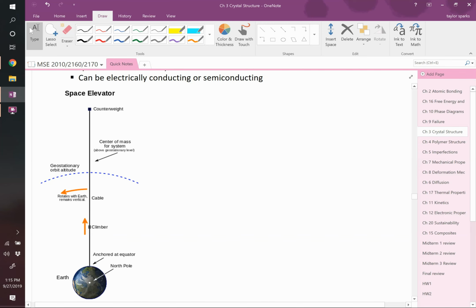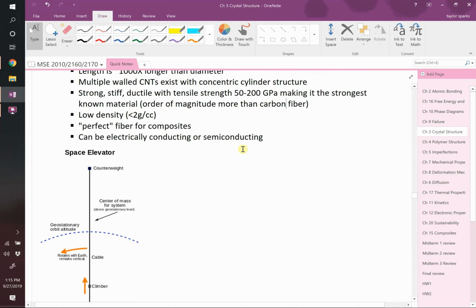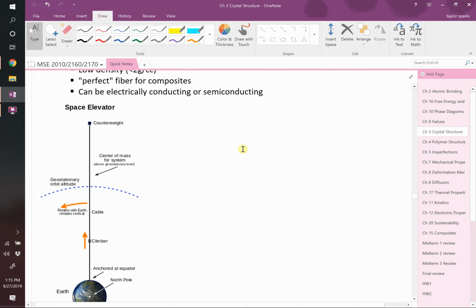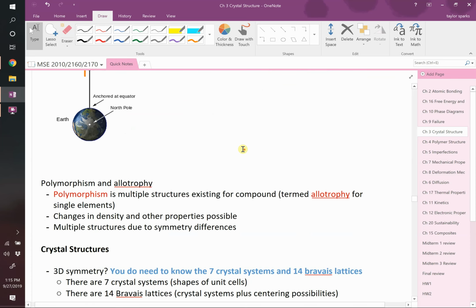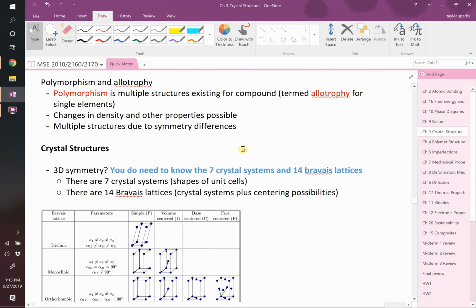Sam? How thick would that tether have to be? That's a great homework question. We could calculate it. We might. Okay.